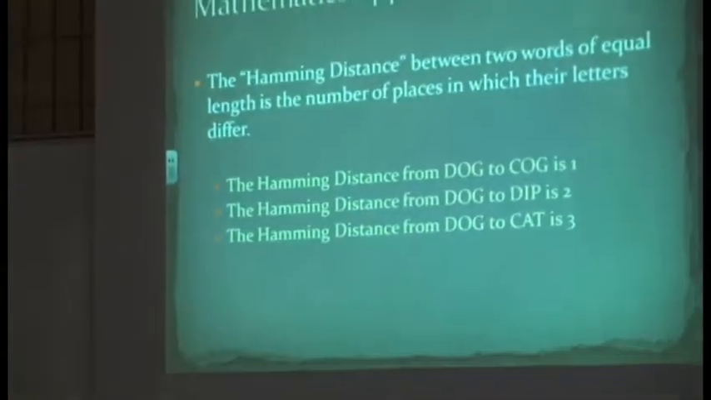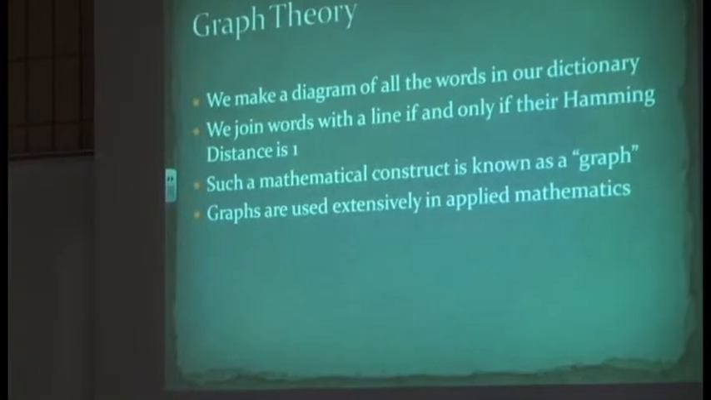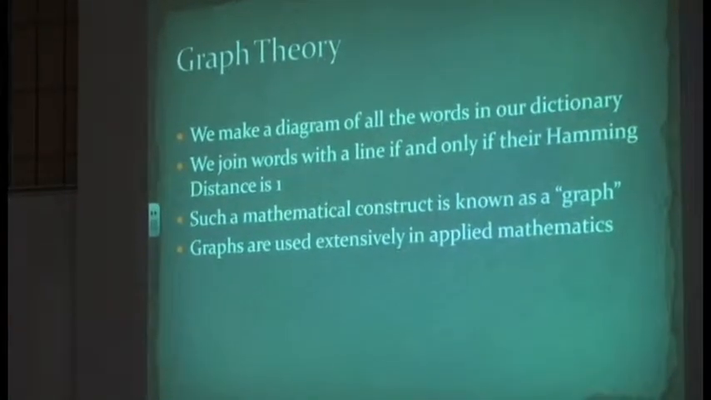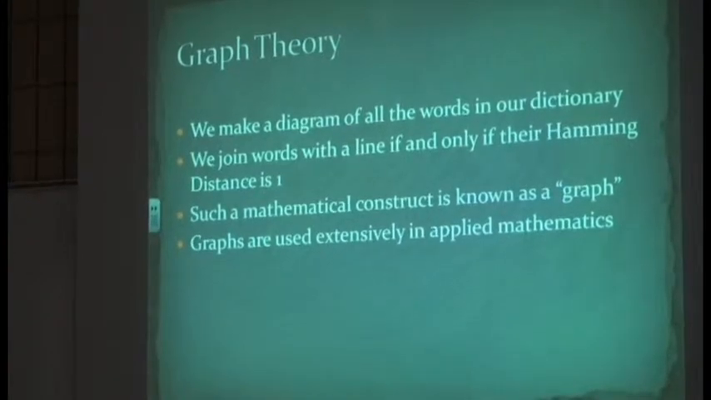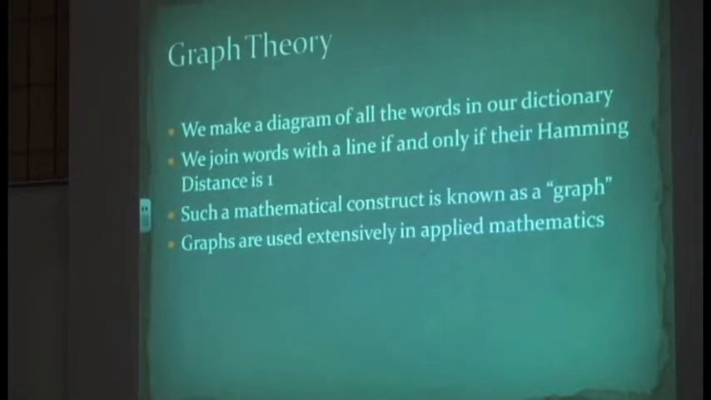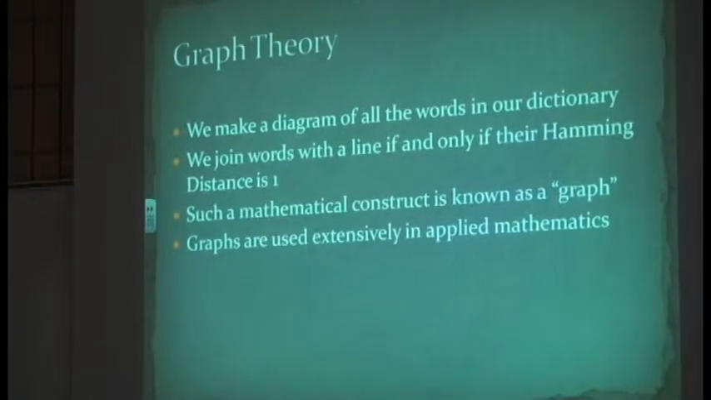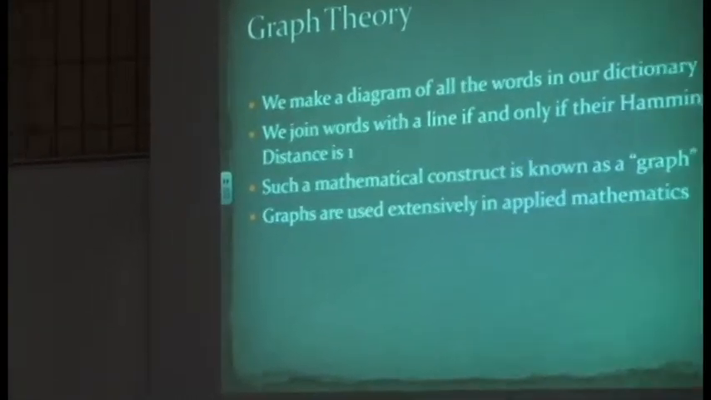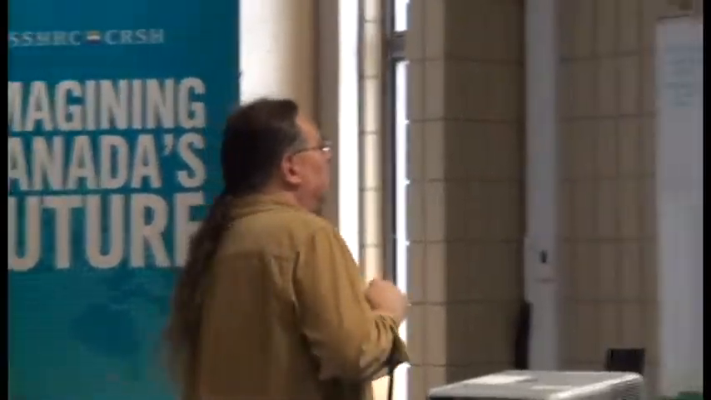So what I do is I take all the words of a dictionary, and just for the purposes of this talk, I've chosen that small dictionary, but it works with a big dictionary. It's just hard for us to visualize a big dictionary, so I take that subset of the small dictionary. We join the words with a line, technically an edge in a graph, if and only if their Hamming distance is one. And then we analyze the resulting graph. So here's a picture of what we get.